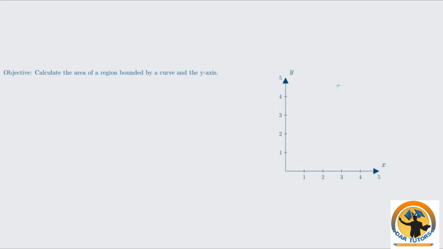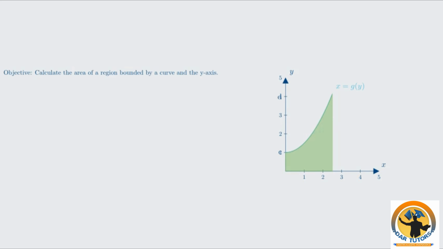Now let's consider a region bounded by a curve x equals g of y, the y-axis and horizontal lines y equals c and y equals d. To find this area, we can use a similar approach, but we integrate with respect to y. We imagine slicing the region into thin horizontal rectangles. Each rectangle has a width of x, which is g of y, and a height of dy. The area of one such rectangle is x dy, or g of y dy.